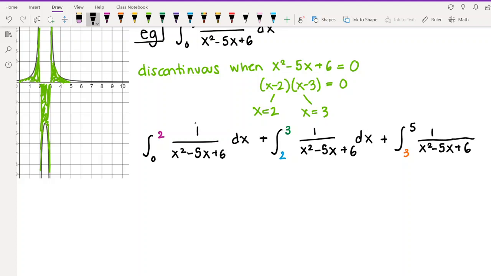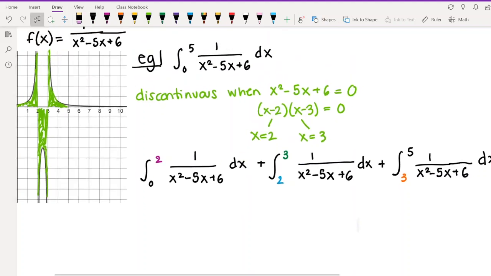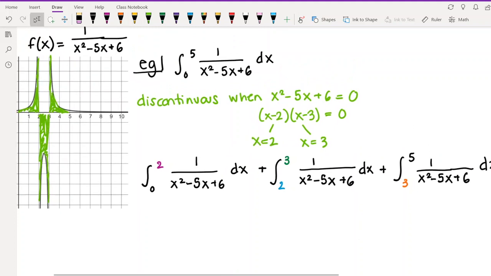So why did it have to break into 3 integrals? Well, basically just because we had 2 discontinuities. So we're basically forcing a break in the integral every time we encounter a discontinuity. So we hit one at 2, we have to split it up. Then we hit another one at 3, we have to split it again. Then we hit another, and then that's it. Then the last one is just from 3 to 5.